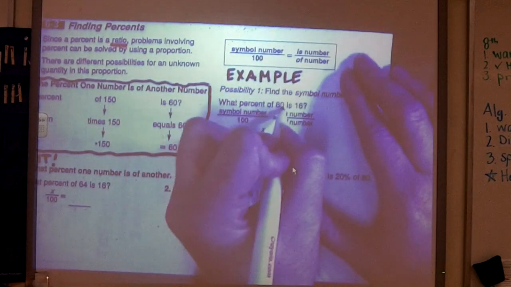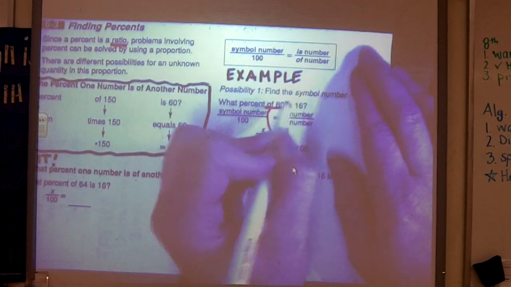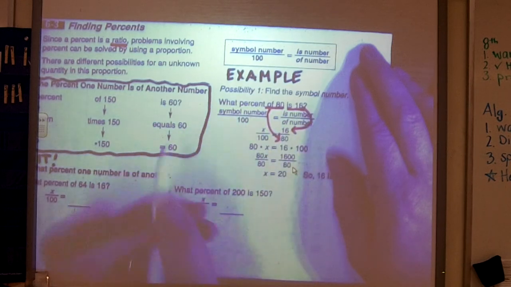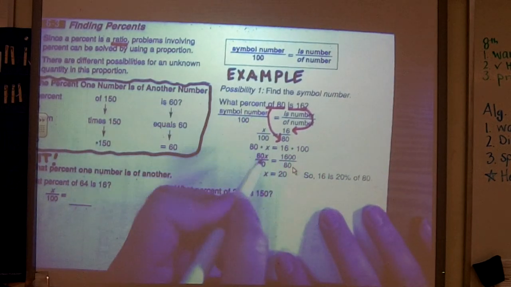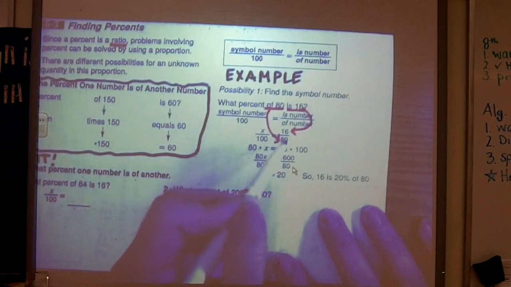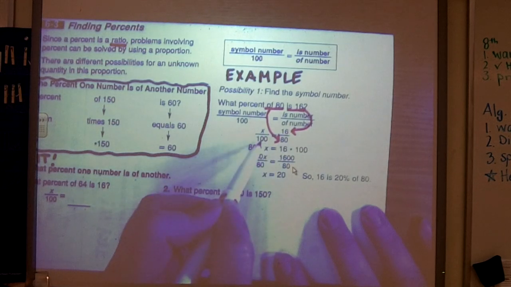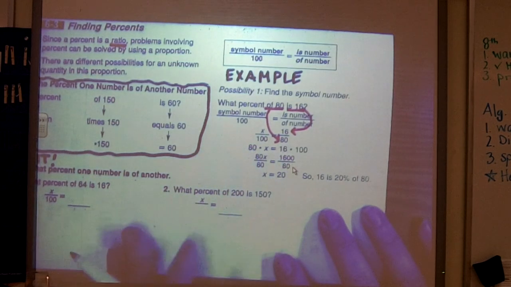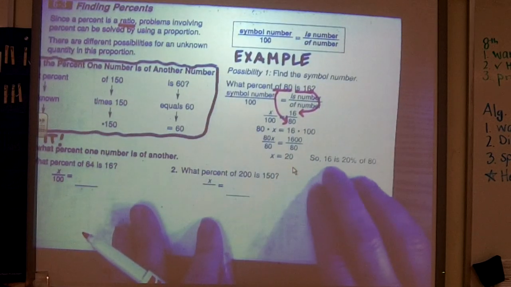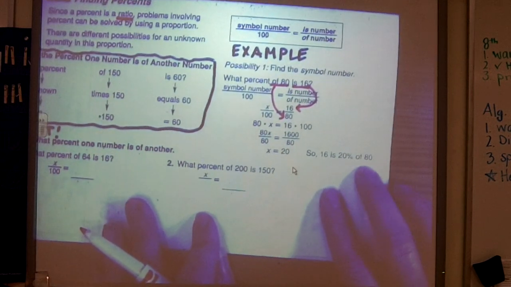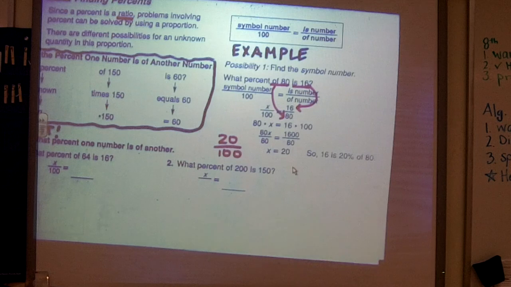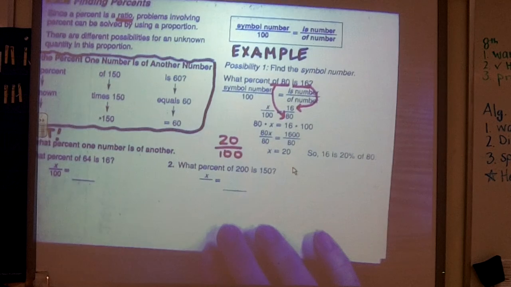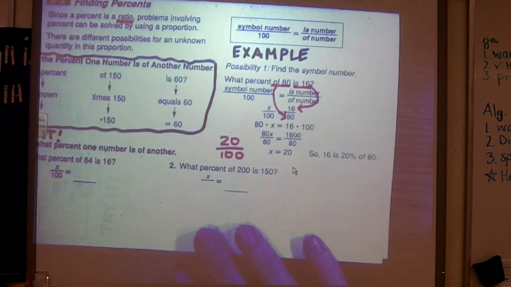You'll see how that comes out here, of 80 is 16. So the is number goes on top and the of number goes down below. To solve, you're going to cross multiply and divide. So 16 times 100 and then divide by 80. So 16 is actually 20% of 80 because you have 20 over 100 and that percent is in fact 20%, 20 per 100. So let's practice a few problems here.